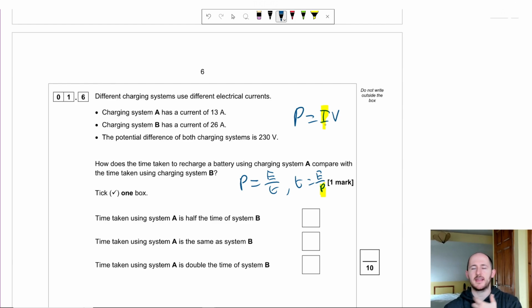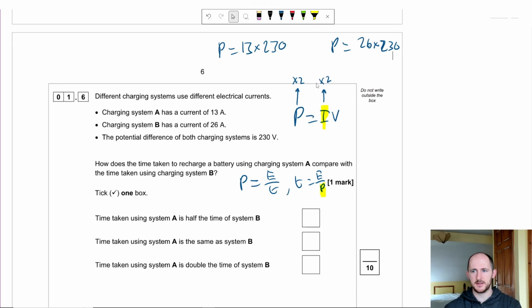This is a very common thing in physics. Physics is just interpreting maths. So if I go back to the previous question, the only thing that affected the time taken was the power. Well, how does the power change? If I have a look at this formula, charging system B has a current that's twice as big, which means the power must also be twice as big. Imagine we have P equals 13 times 230, versus P equals 26 times 230. We can see that the one on the right is going to be twice as big as the one on the left.